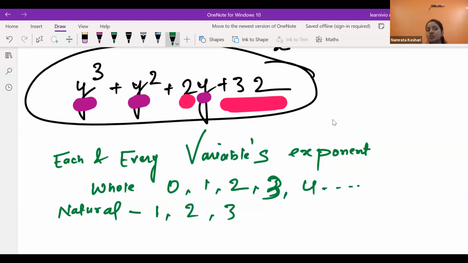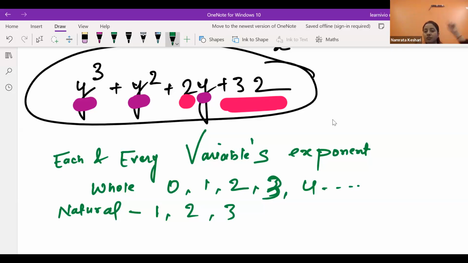So ma'am, we will be checking that each and every variable's exponent has to be a whole number. Each and every variable we will just focus on, where we are having the variable. The first one is y cube. The next one is y square. The next one is 2 multiplied with y. So we will be just focusing on y, the purple one, and then we will check what the powers are.